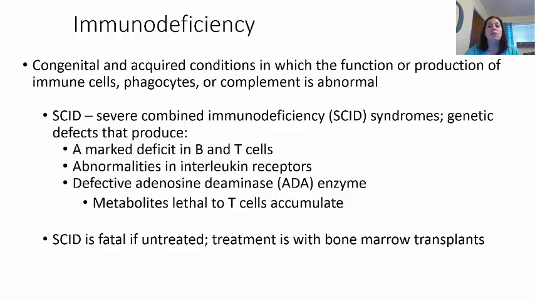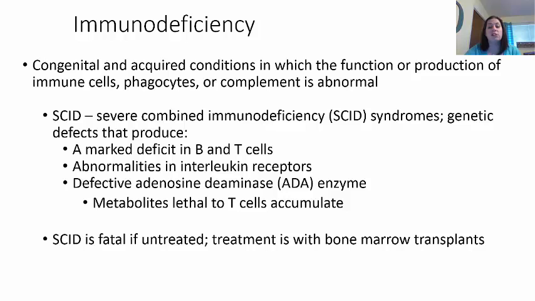SCID is an example of one that you're born with. This is a severe combined immunodeficiency syndrome. It's genetic. A lot of times with this genetic condition, we see that there's a marked deficit in the formation of B and T cells right off the bat. They are abnormal in their cells having what we call interleukin receptors. We also see they have defective adenosine deaminase. This is a type of enzyme. This enzyme takes care of things that actually are lethal to T cells, so it helps get rid of them so T cells can live properly. If this stuff builds up, it kills the T cells that actually are made. So it's a combination of issues.